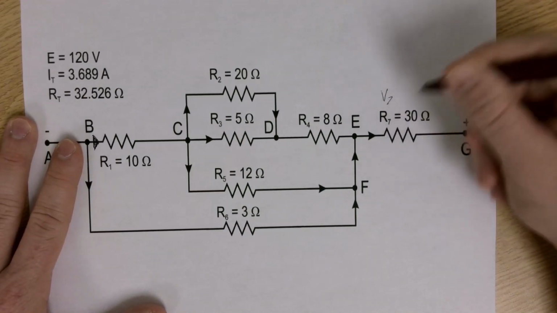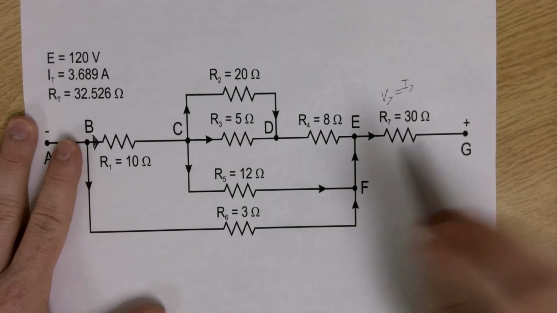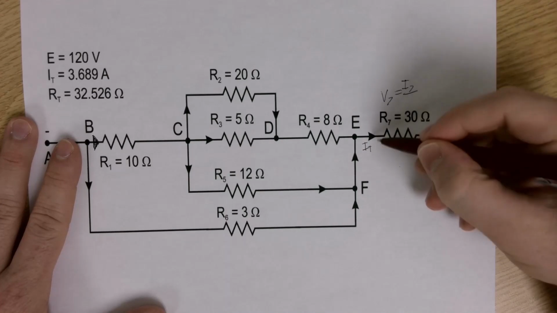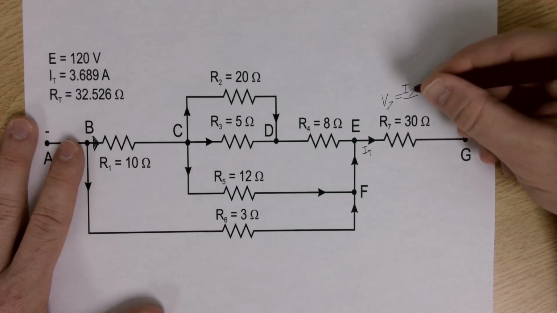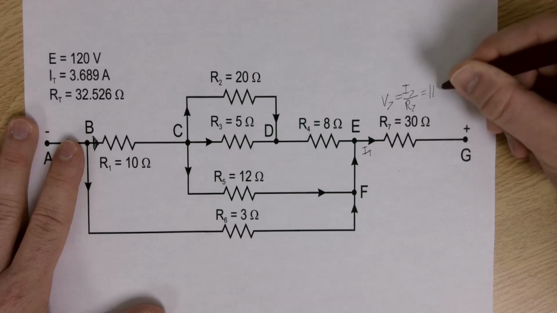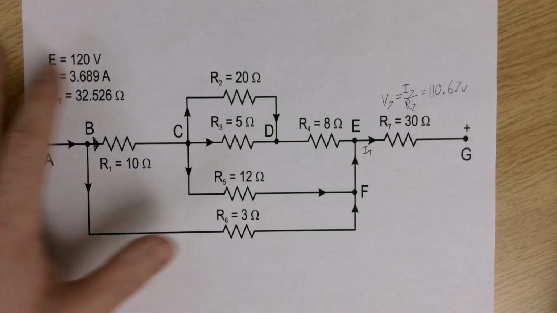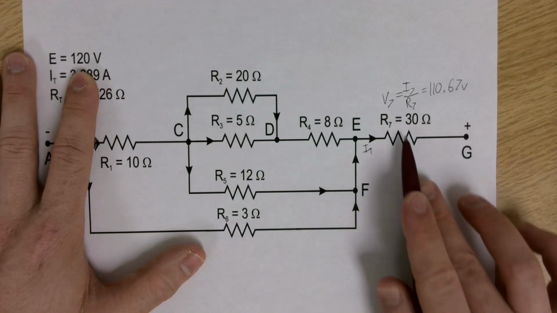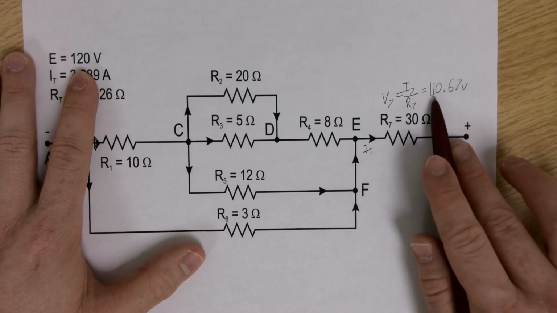And so I can already go, okay, well, V7 is going to be I7, which is the value of I total. So I7 and I total are the same thing. They gave me the I total up here. Beautiful. I'll use that. V7 equals I7 times R7, which is going to equal that value I was just talking about, 110.67 volts. Okay, so I know that there's 120 volts as a source voltage, and I know that this last resistor has a volt drop of 110.67.